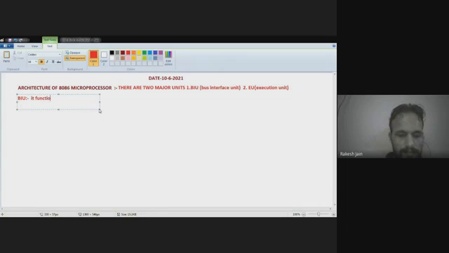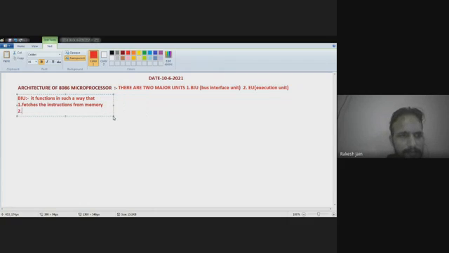The bus interface unit functions in such a way that, first of all, it fetches the sequenced instructions, the instructions which are in sequenced order, from memory. This is the primary goal of the bus interface unit: it fetches the instruction from the memory.